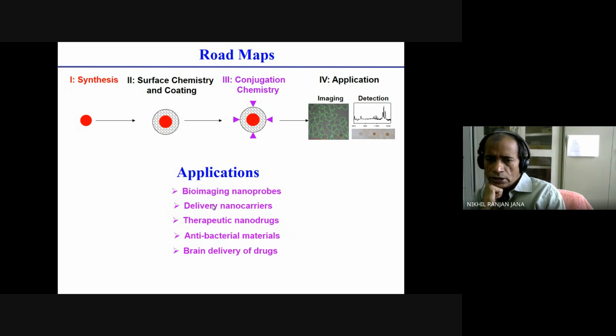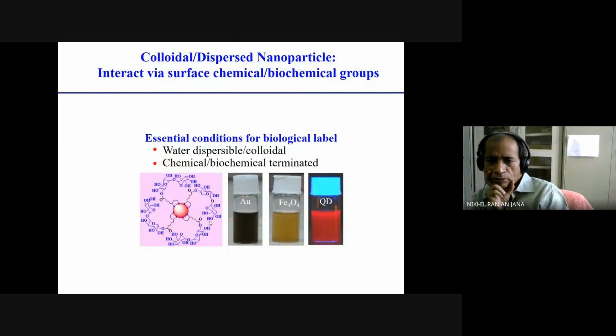Once you design, you can do various applications, for example, imaging probes, delivery carriers, and so forth. Now I will show some examples. So everything has to be colloidal and water dispersible. They should be terminated with some chemicals, biochemicals, so that cells or biomolecules can read and understand what is there. That's how they interact.